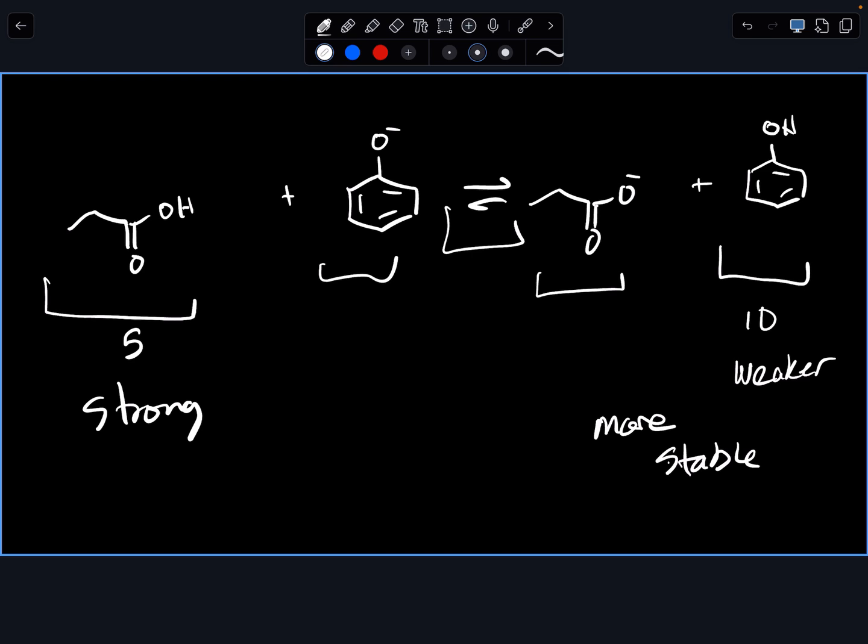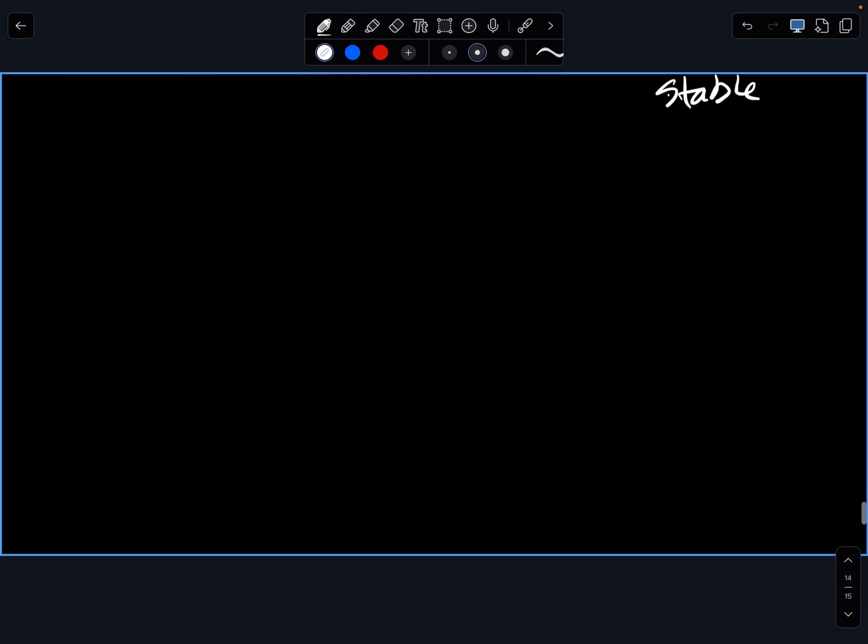Now this one was maybe easy because it's a carboxylic acid versus a phenol, and those are two of the three functional groups that you're supposed to kind of know what their pKa is, 10, 10, and 5. But let's say it's something else, something maybe a little more subtle. And I'll give you an example of something a little more subtle. Let's say we're going to do something like this.